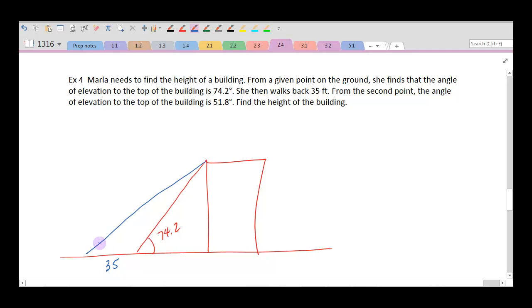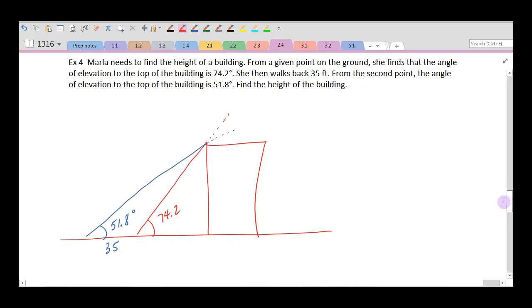35 feet, and we have a new angle of elevation at 51.8 degrees. So I don't know if you noticed this, but if I were to extend these lines, we can see here that where these two lines intersect is the height of my building. And since I have lines that I'm talking about, I can let the calculator find the intersection of two lines. Now, what equations would we put into the calculator? That's what we're going to discuss.